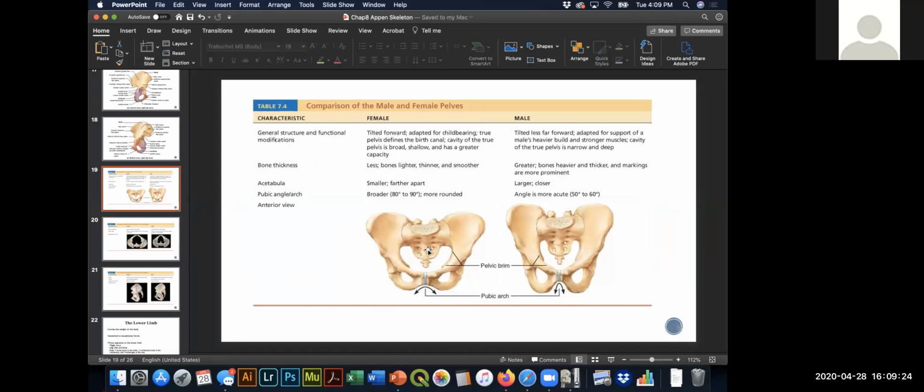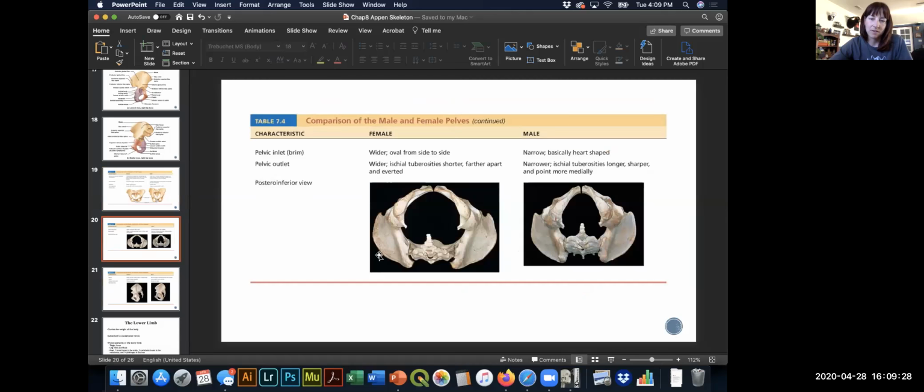Yes, it does. Thank you. So, shorter and wider, and the sacrum and coccyx are out of the way.